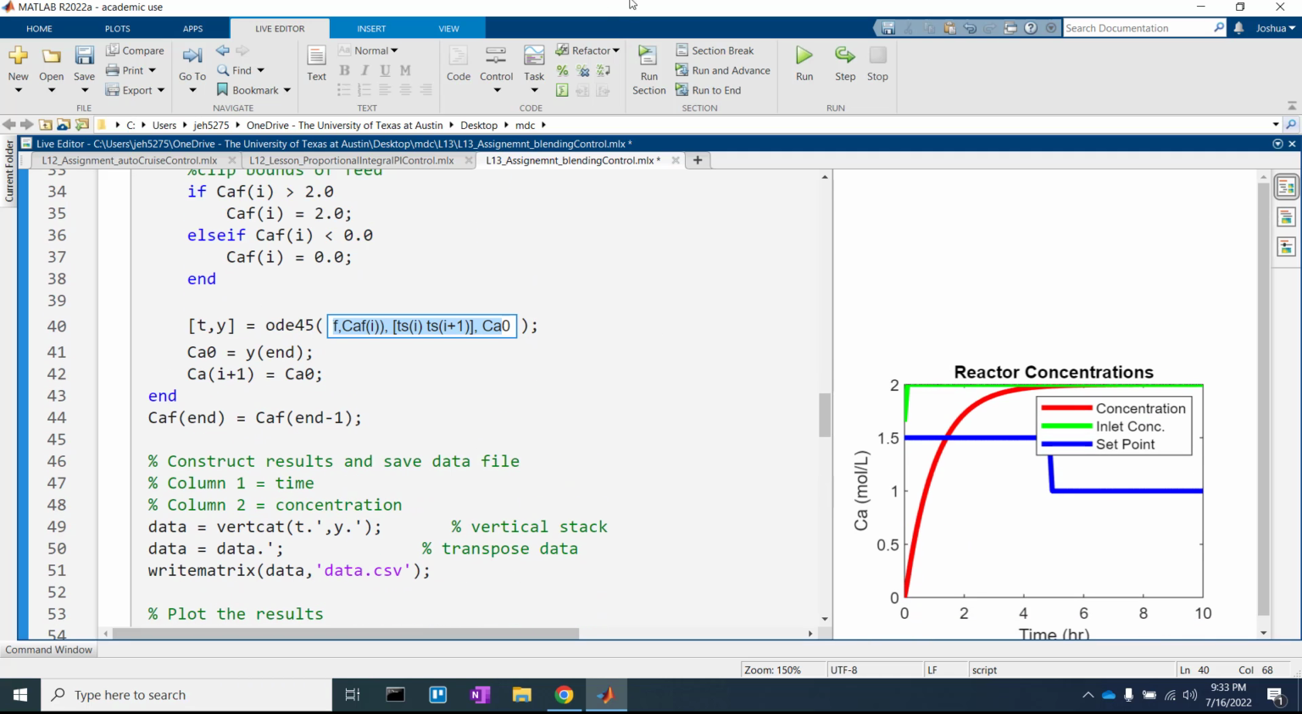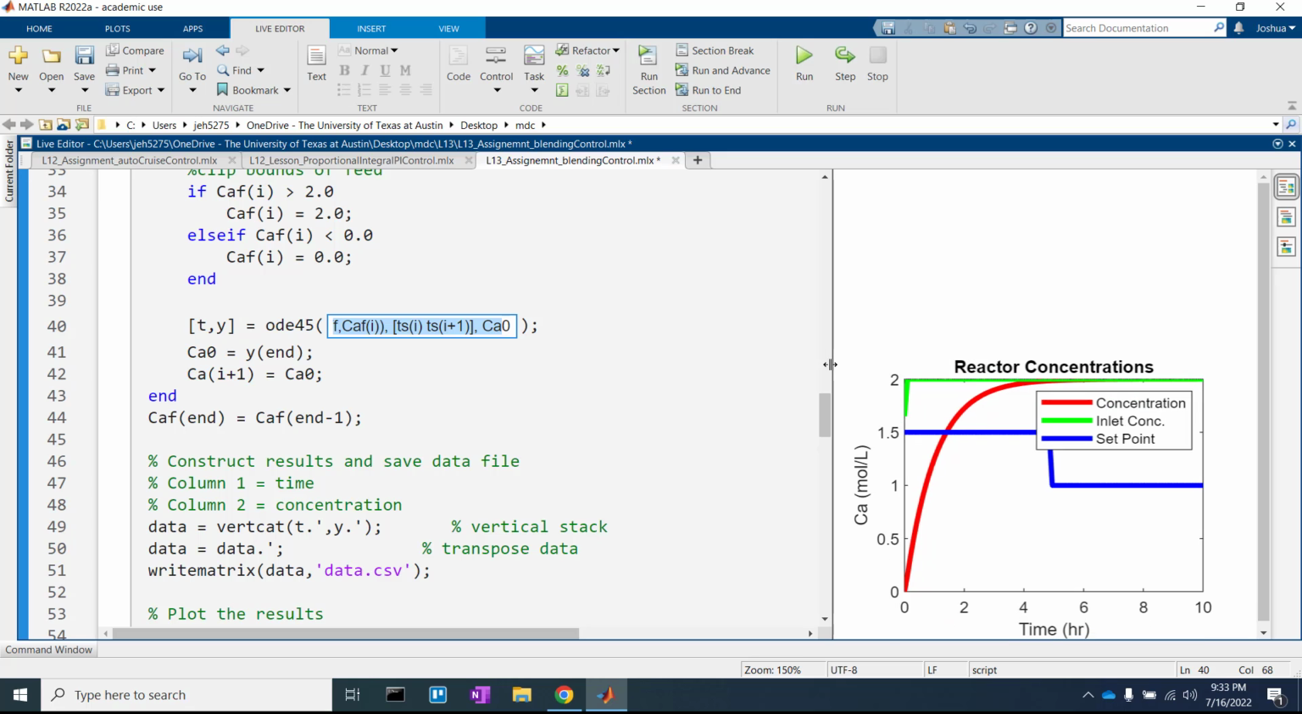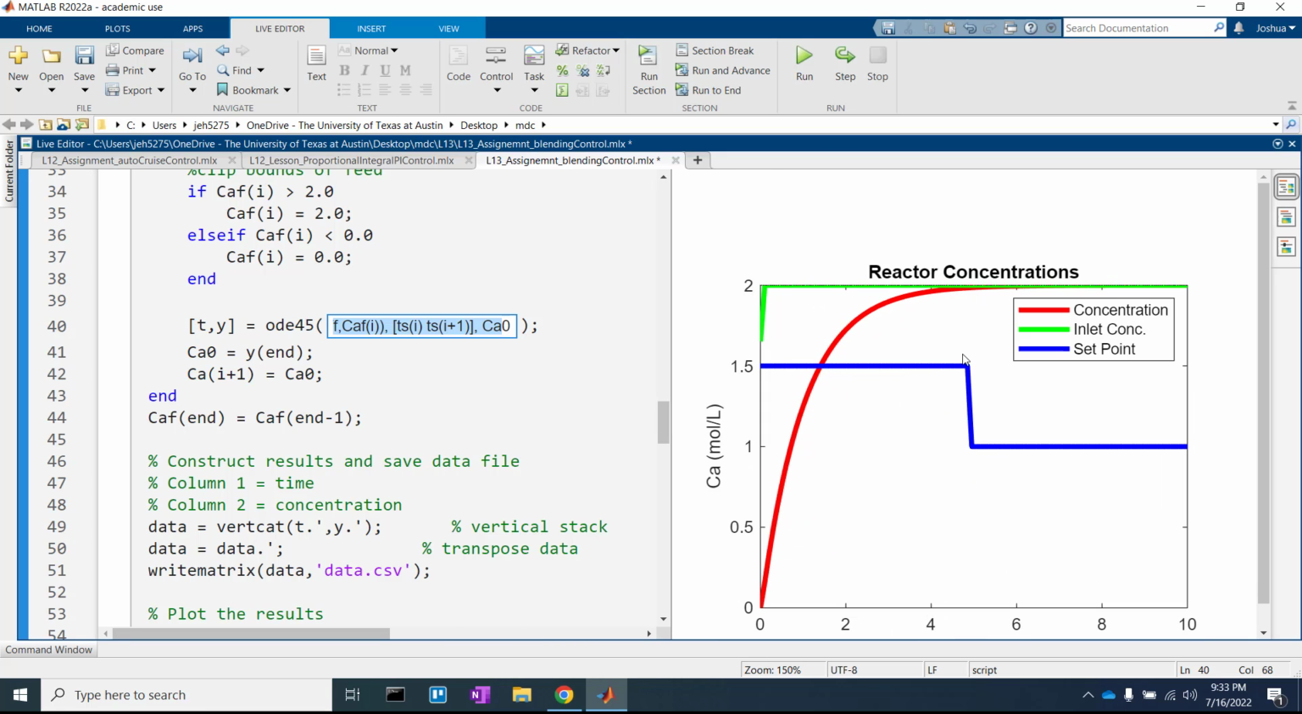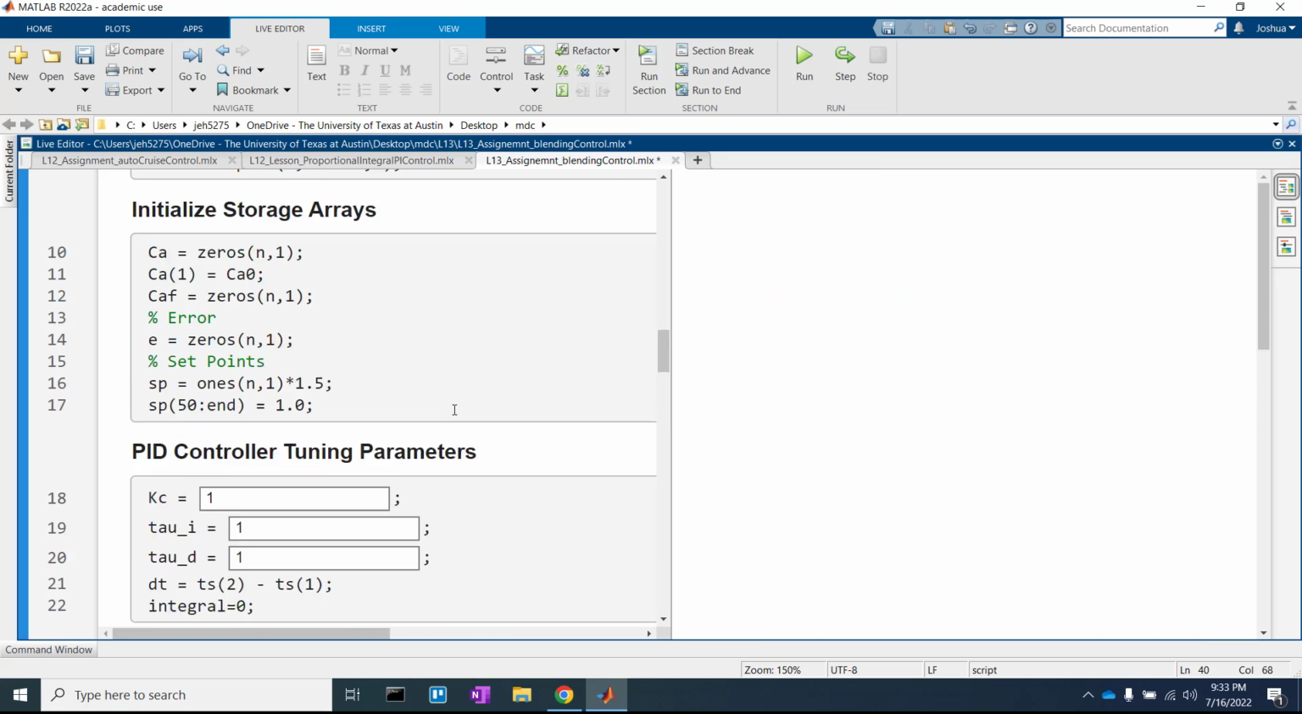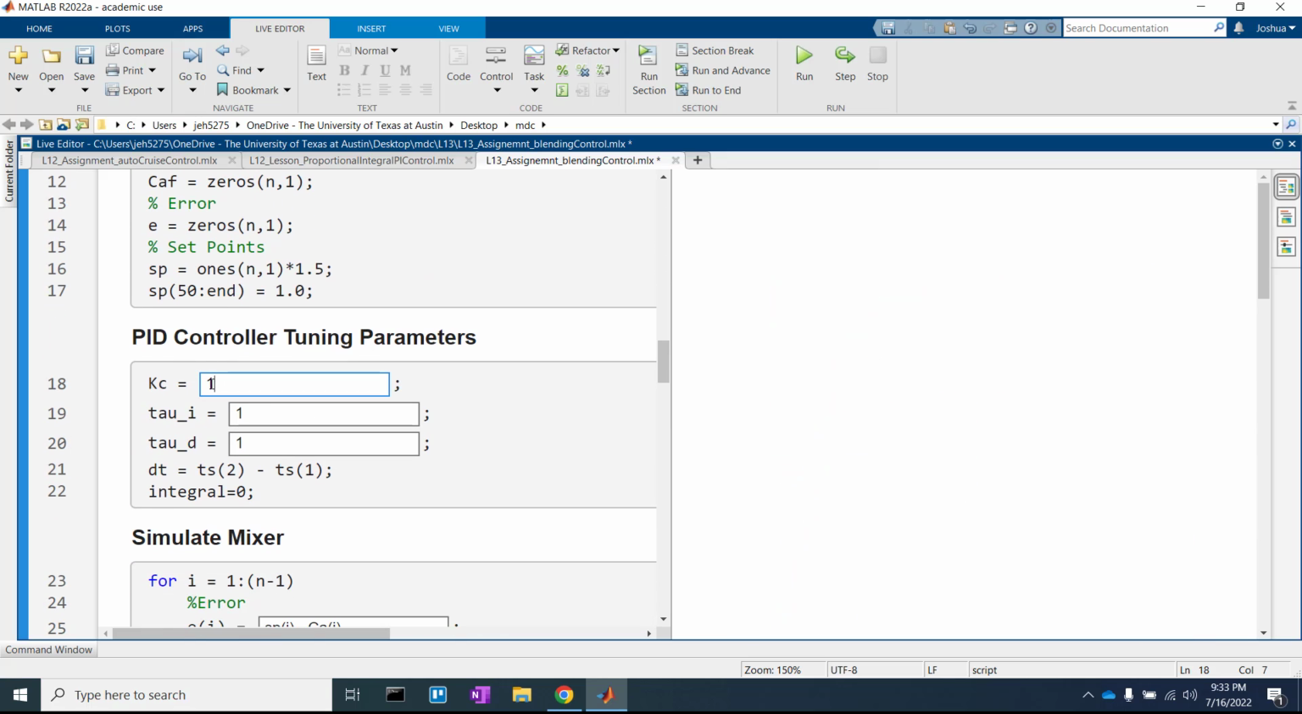Let's go ahead and we'll look at it. I'll go ahead and run it. And you'll notice there's no real response here to that downturn afterwards. So we have too much Kc, I'd say. The other thing is too much tau I. So we want to make tau I larger because it will have less of an effect.